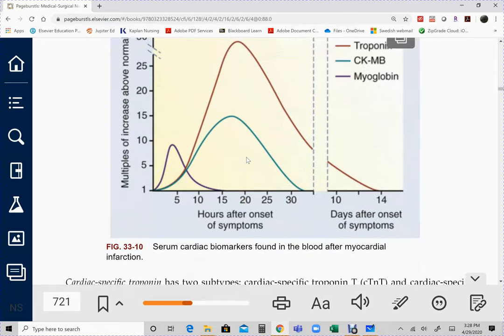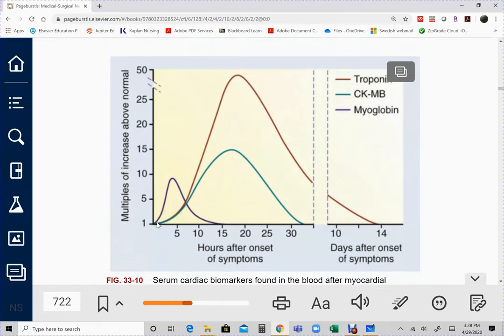Cardiac biomarkers, so we already talked about this in chapter 31. So here is your CK. This is troponin. The purple one is myoglobin. Myoglobin is not cardiac specific. This is also produced by injured skeletal muscles, so it's not very reliable. So we want troponin and CKMB. And that's already noted. So your CKMB, based on this diagram, peaks at almost 20 hours and drops up to 36 hours. So about 24 to 36 hours.